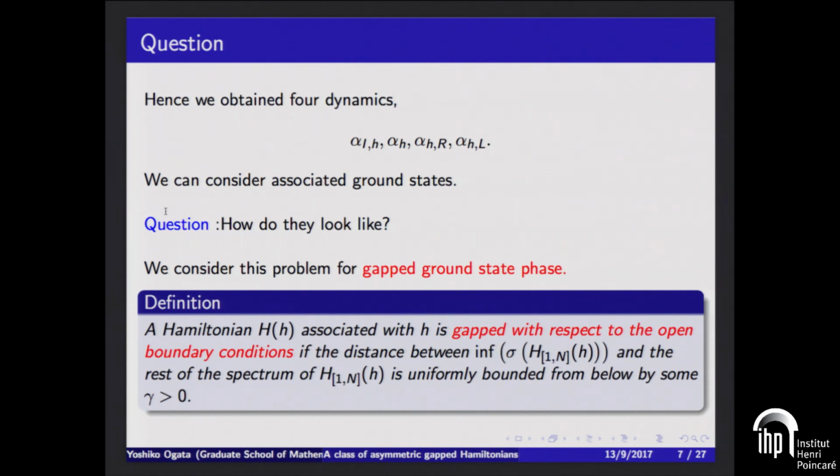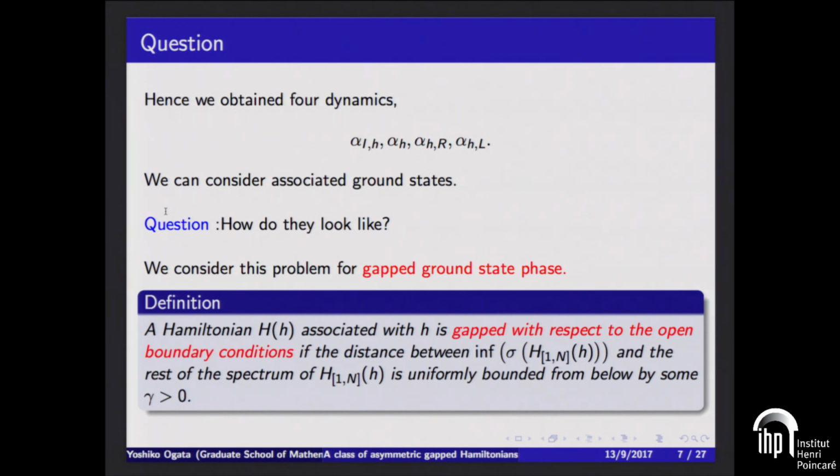And so once the dynamics is obtained, we can consider the associated ground state, which is defined in the first slide of this talk. And the question I would like to ask here is how they look. But I don't do this in full generality, and it actually gets less and less general as I continue. But anyway, we consider this problem for gapped ground state phase.